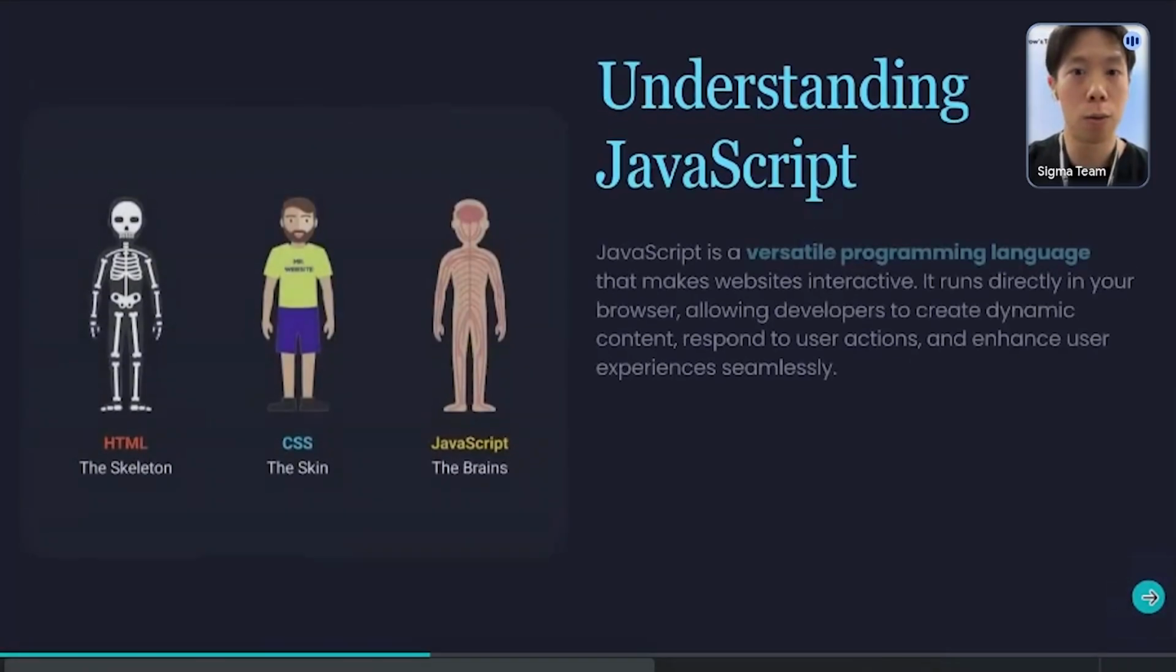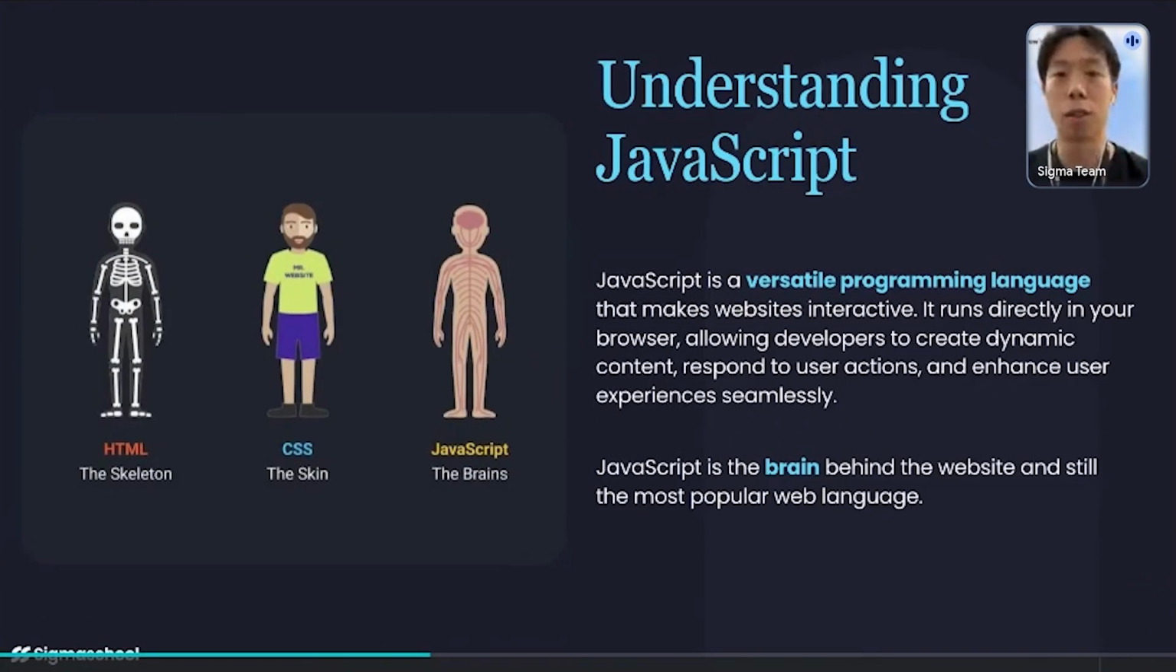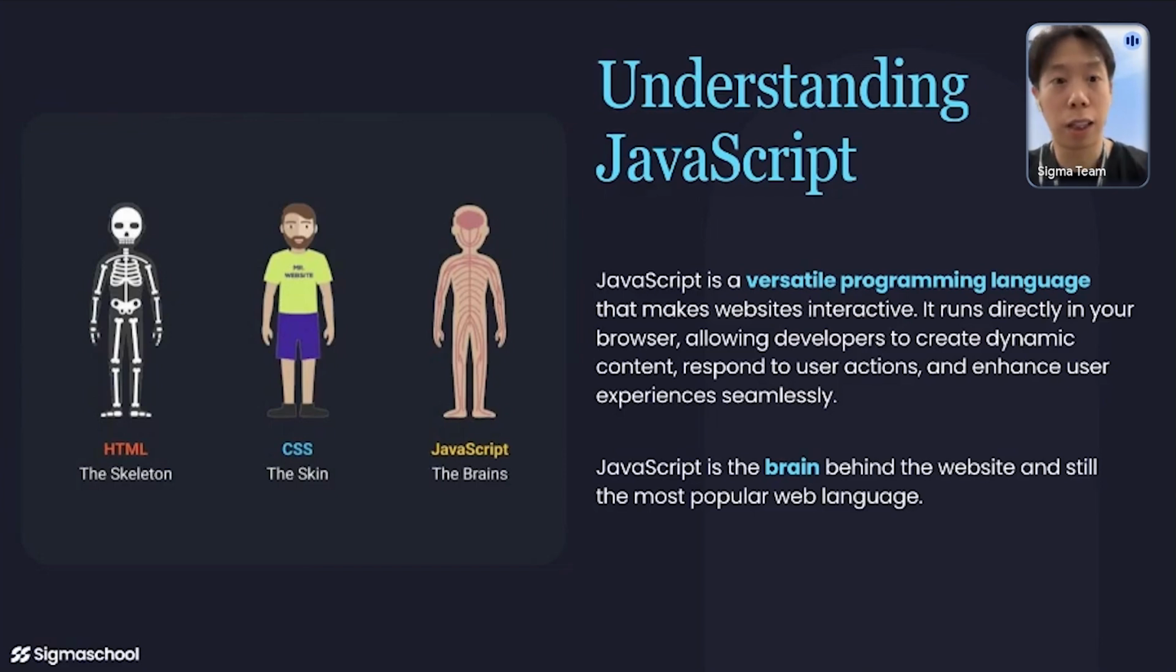Okay, so now we'll be covering, first, we want to understand what is JavaScript before we understand what is a variable, right? So JavaScript is basically a versatile programming language that makes websites interactive. It runs directly in the browser, and allows developers to create dynamic content, be able to respond to the user. So whenever you click a button, how does it react and stuff like that. So it makes it seamless in how you interact with YouTube, Facebook, Netflix and so on. So that is basically written in JavaScript. So it's a versatile language.